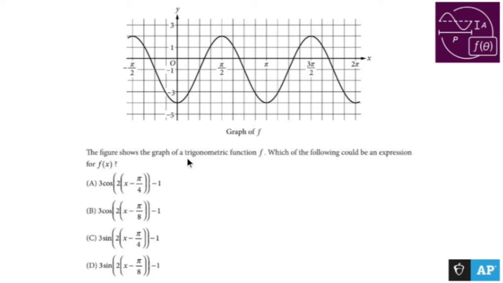The figure shows the graph of a trigonometric function f. Which of the following could be an expression for f of x? So they say we could use either sine or cosine. So that's issue number one.